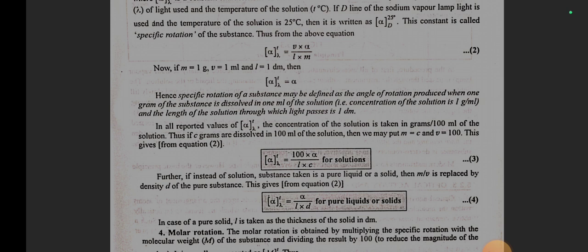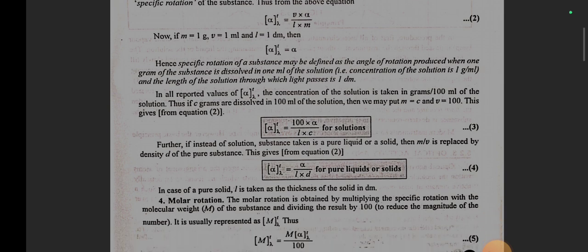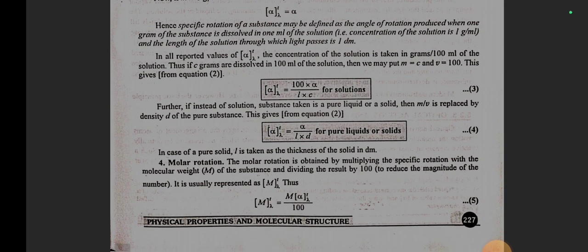Now, if M = 1 gram, V = 1 ml and L = 1 dm, then [α]_λ^T = α. Hence, the specific rotation of a substance may be defined as the angle of rotation produced when 1 gram of the substance is dissolved in 1 ml of the solution, that is, the concentration of the solution is 1 gram per ml, and the length of the solution through which light passes is 1 dm.